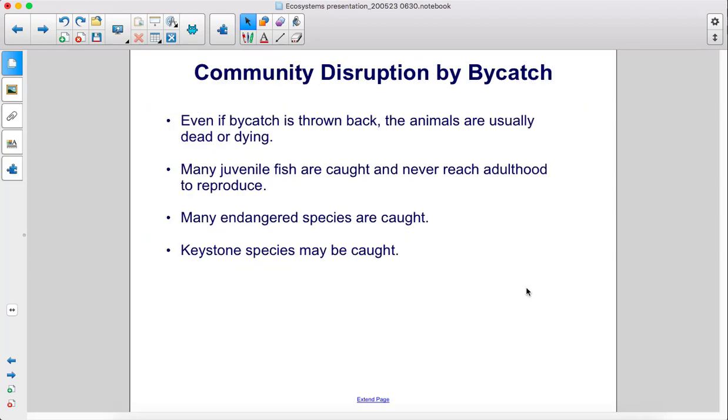Even if bycatch is thrown back, the animals are usually dead or dying. Many juvenile fish are caught and never reach adulthood to reproduce. Many endangered species are caught, and keystone species may be caught.